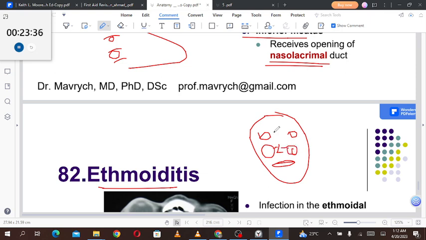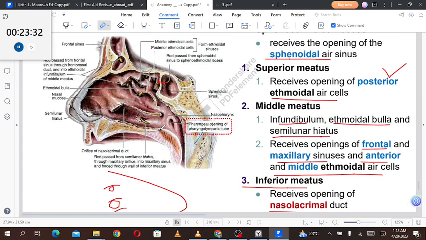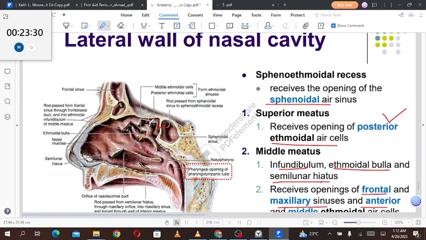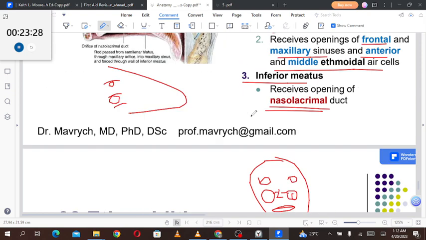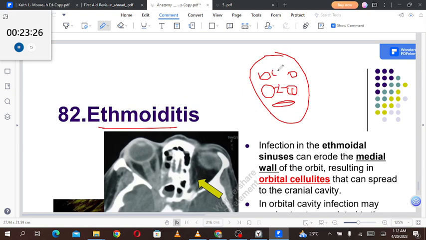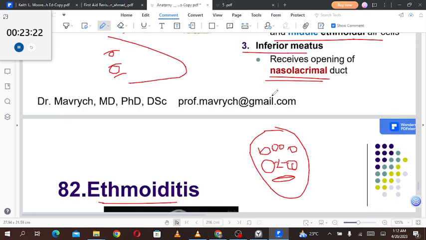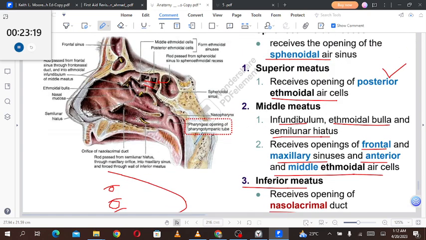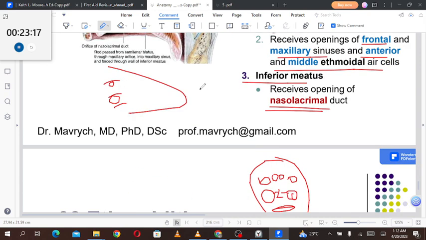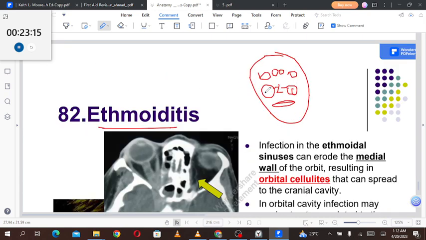Then we have ethmoidal sinuses, which cannot be drawn over here, but they are present like over here, where the posterior ethmoidal cells and the middle ethmoidal cells are, in the ethmoidal bone. Then we have frontal sinuses present over here, and sphenoidal sinuses, which cannot be drawn in the two-dimensional picture. So these are the sphenoidal sinuses in a cut section, and these are the main sinuses: maxillary, frontal, ethmoidal, and sphenoidal. And we have seen the openings as well.